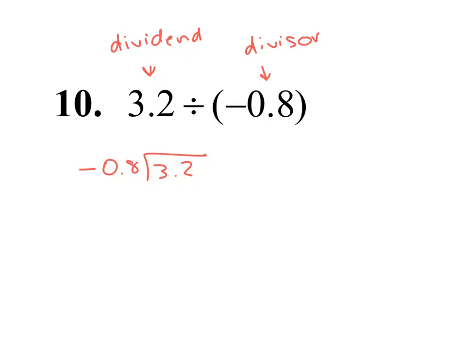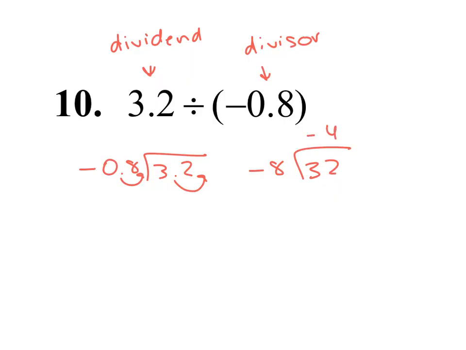Let's go ahead and change our divisor into a whole number by moving it one spot to the right. And whatever we do to the outside, we do to the inside. So we come up with a new problem of 32 divided by negative 8. So how many times will negative 8 go into 32? Negative 8 will go into 32 negative 4 times.